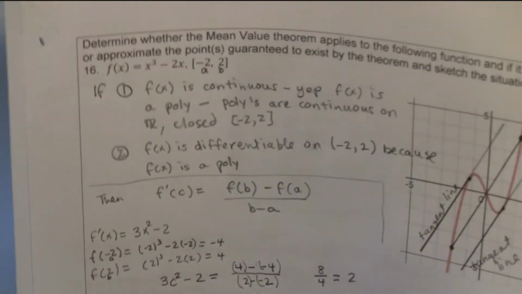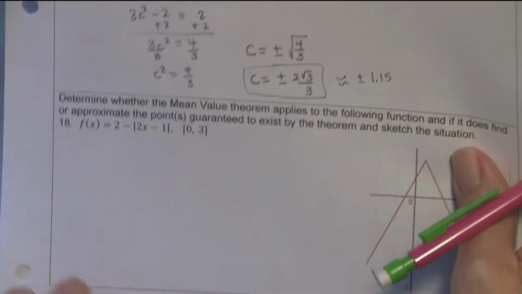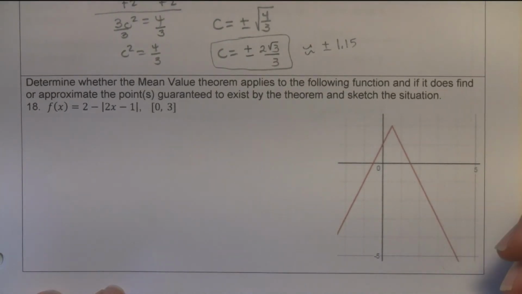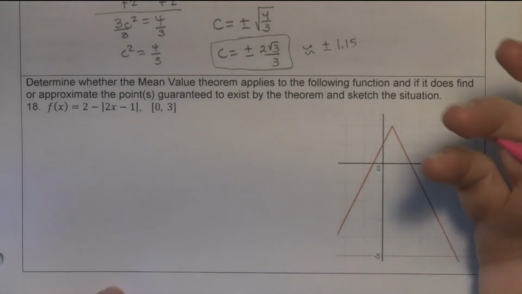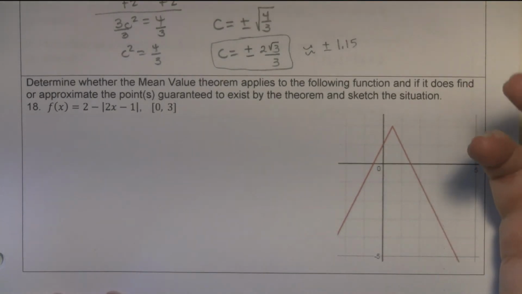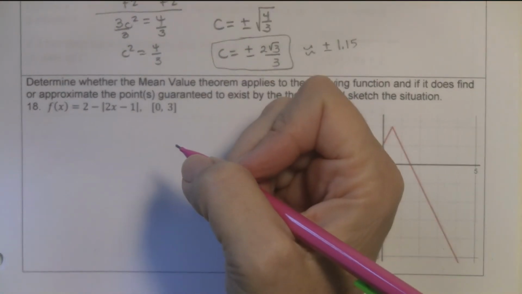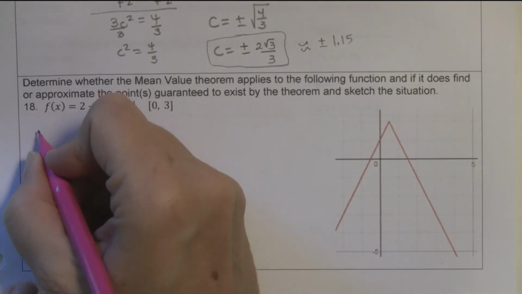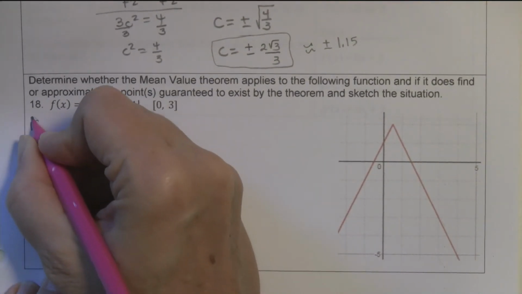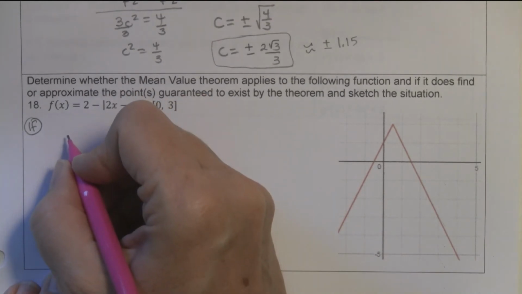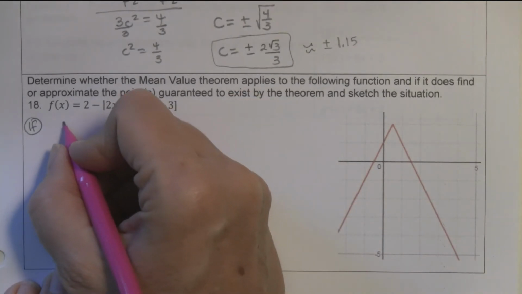One more here to go on the mean value theorem. So determine whether the mean value theorem applies to the function, and if it does, approximate the points that are guaranteed to exist by the theorem and sketch the situation. So I have absolute value in here, and so it is certainly continuous. So these are the ifs of the mean value theorem, and absolute value is continuous on negative infinity to positive infinity, so it's certainly continuous.